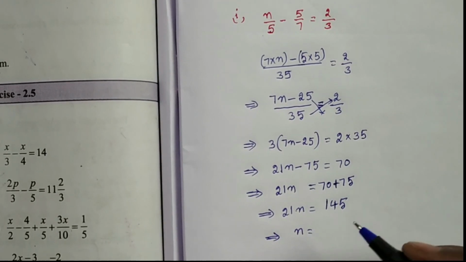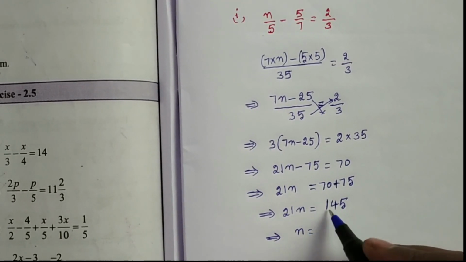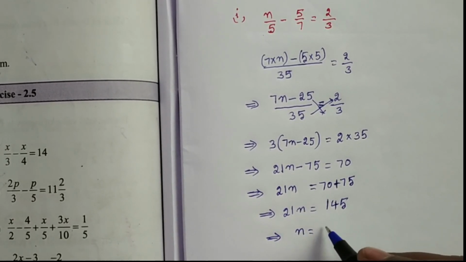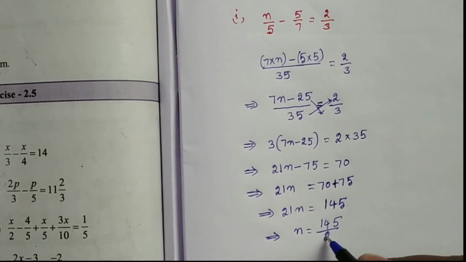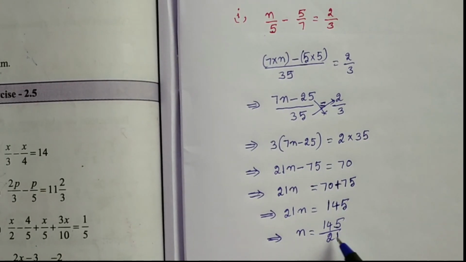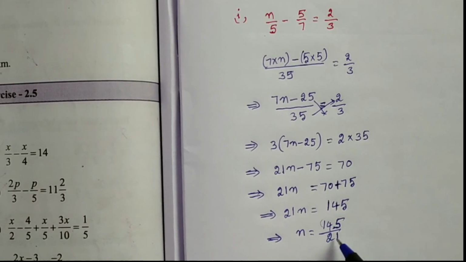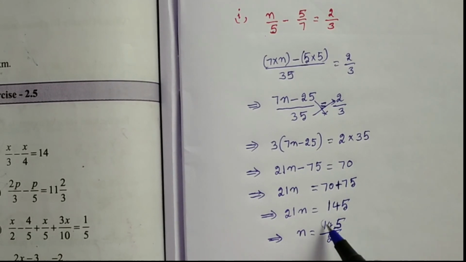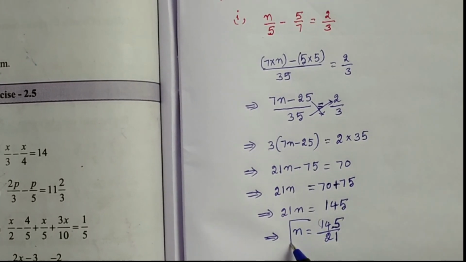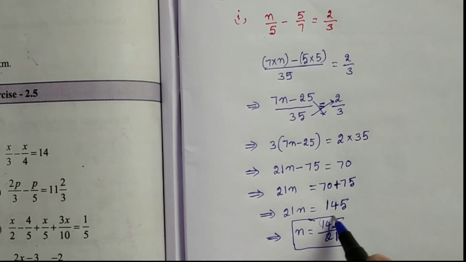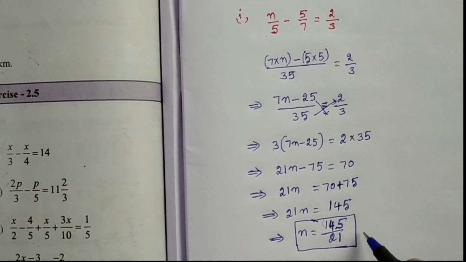Now n is equal to, 21 sent that side, the product will be changed as denominator, so it will be divided, 145 by 21. Which number will cancel? It is not divisible by 2, both numbers. And 1 plus 4 is 5, 5 plus 5 is 10, so this is not divisible by 3 also according to the divisibility rule, so you leave this one as it is. So n is equal to 145 by 21 as it is.